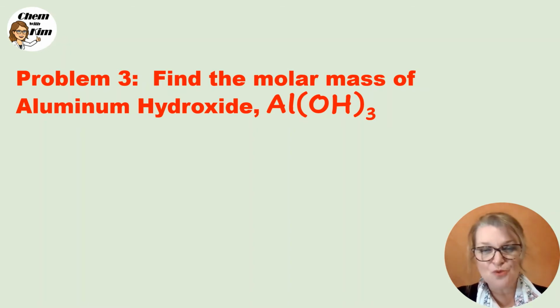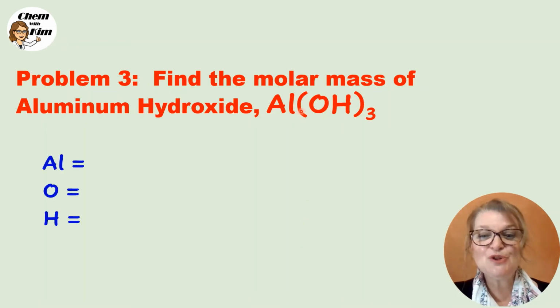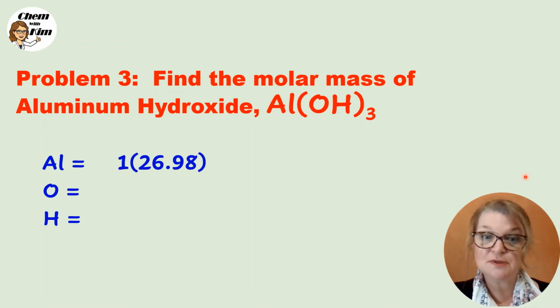Pause the video while you're working, and when you have an answer, start the video up again to check your work. So the aluminum doesn't have a subscript. It's understood to be 1, which means there's only 1 mole of aluminum. And so we're going to take the mass of aluminum off the periodic table, rounded to the hundredths place, 26.98.